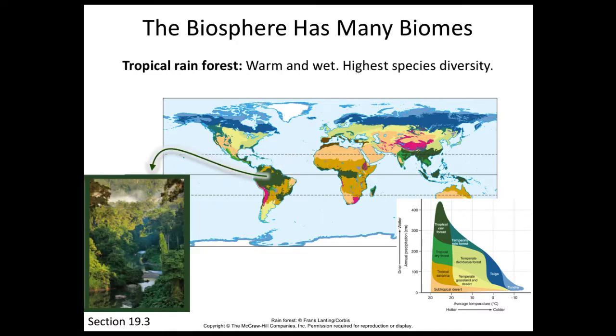Our next biome type is tropical rainforest. Tropical rainforest is usually warm and wet year-round. Because it has these optimal growing conditions, we often find tropical rainforests with some of the highest species diversity found on our planet today.